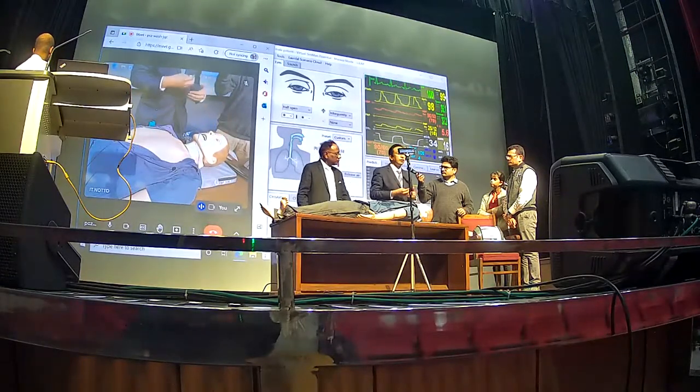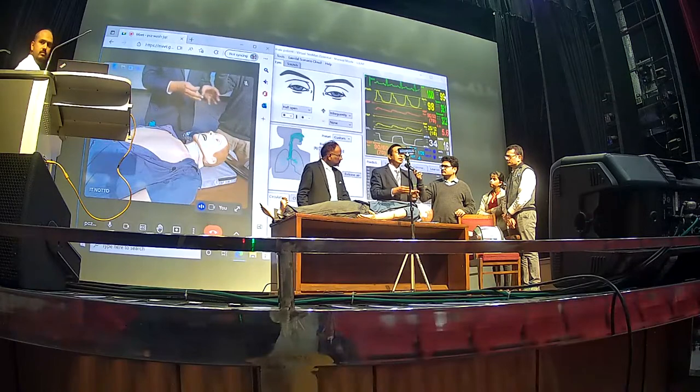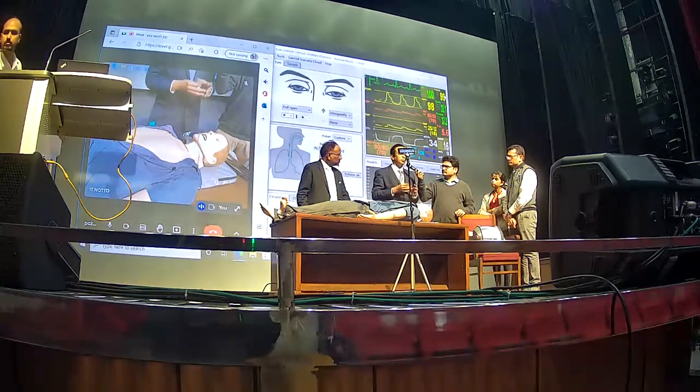The third test again is related to the eye, and that is the dorsal side movement.